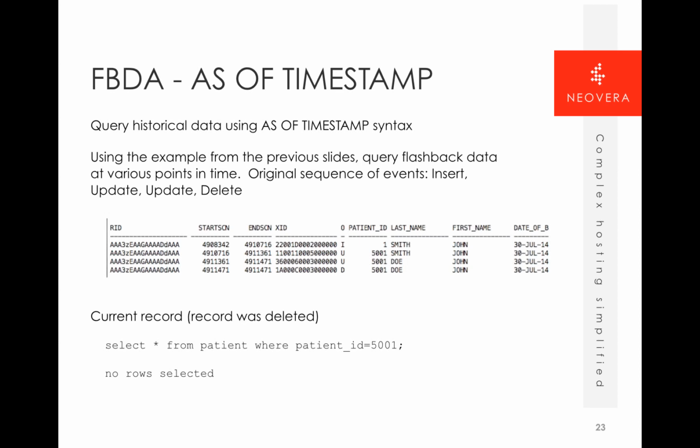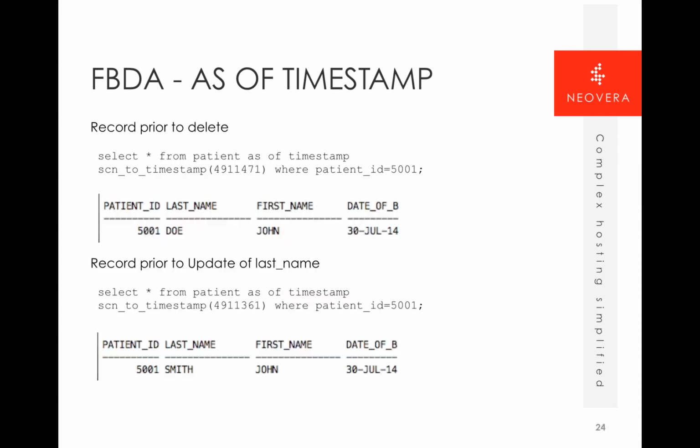Now I'm going to retrieve the record prior to the delete. Since I know from looking at this history table these start SCNs, I'm going to use those throughout my example. Typically you might use a timestamp, so as of certain times. But if you didn't know the exact time, you could use these SCNs to do it. So that's what I'm going to use here.